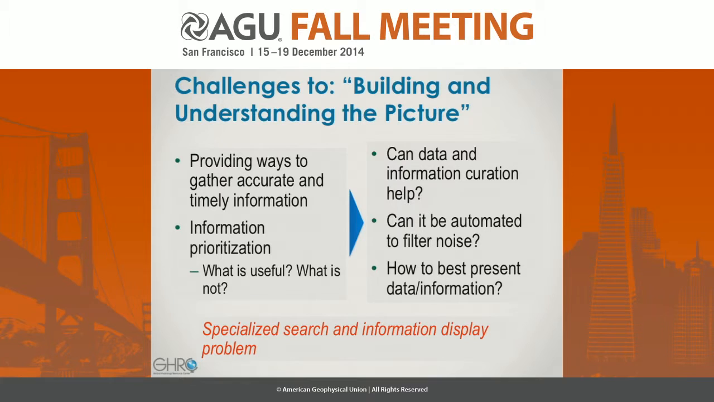So the key challenges for building the picture and understanding the picture are like: how can you provide ways to gather information that's accurate and timely? And how can you provide a way to do information prioritization so that it can figure out what's useful and what's not? So can data and information curation help? And can it be automated so it can filter out noise? And how do you best present this information and data so that somebody who's using it can contextualize it really quickly? So if you think about it, this is basically a specialized search and information display problem.